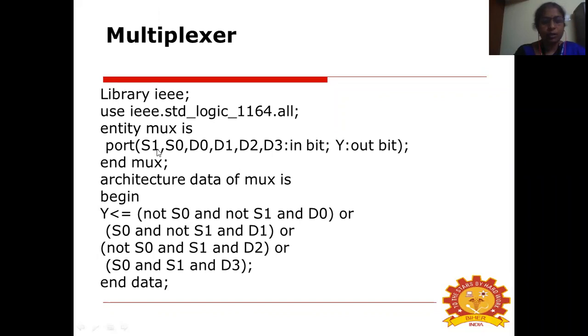Multiplexer. The input signals are S1, S0, which are control signals. D0, D1, D2, D3 are input signals. Y is an output signal. When S0 is 0 and S1 is 0, D0 is assigned to Y. When S0 is 1 and S1 is 0, D1 is assigned to Y. When S0 is 0 and S1 is 1, D2 is assigned to Y. When both are 1, D3 is assigned to Y. This is a simple multiplexer.